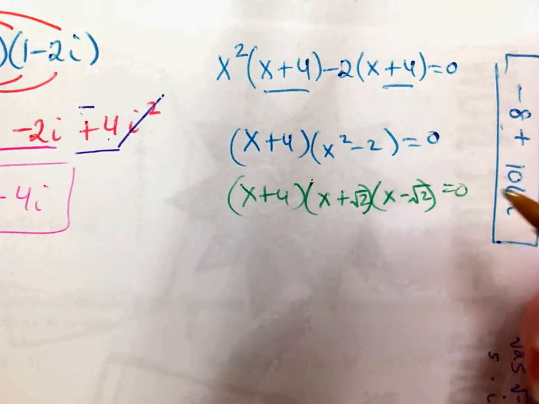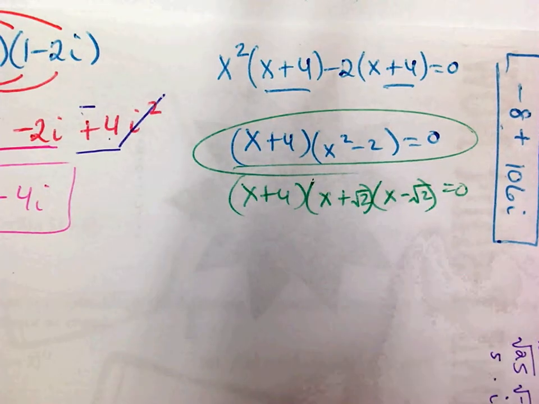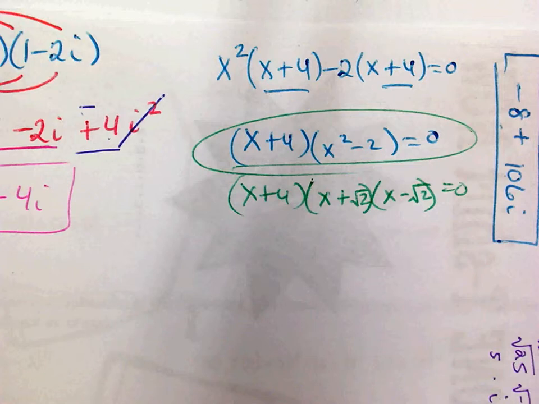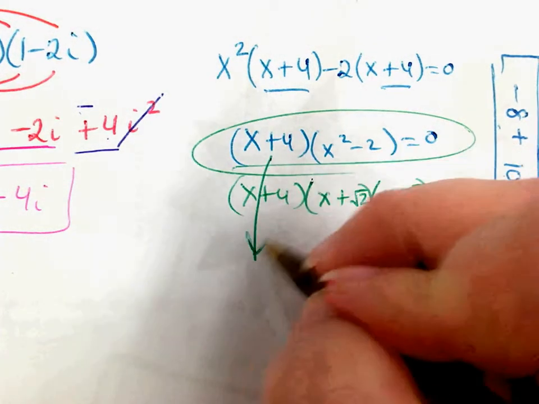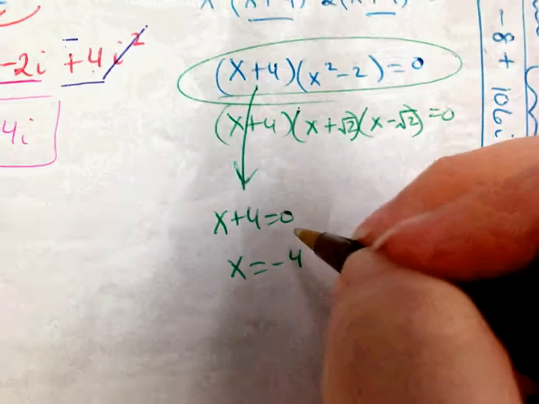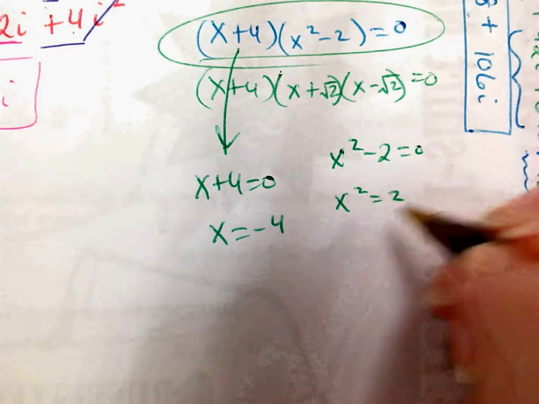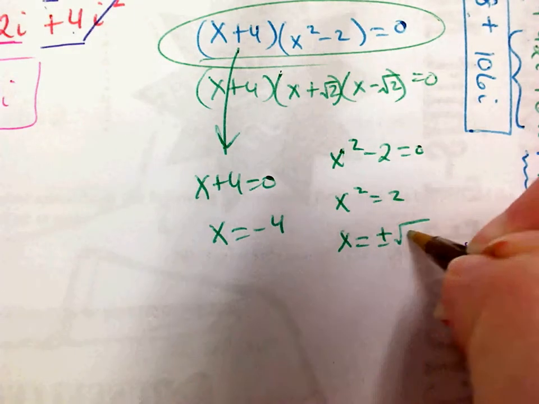But if I asked you to solve, you could say x plus 4 equals 0 when x equals negative 4. And x squared minus 2 equals 0, well, I'm going to add 2 and take the square root. And when you take the square root, there's two answers, plus or minus the square root. Okay? Divide. Do you remember how to do synthetic division?